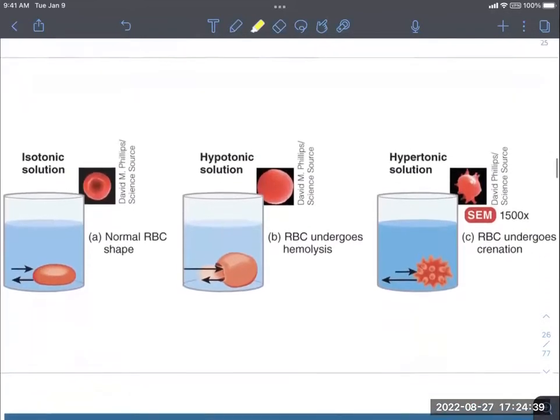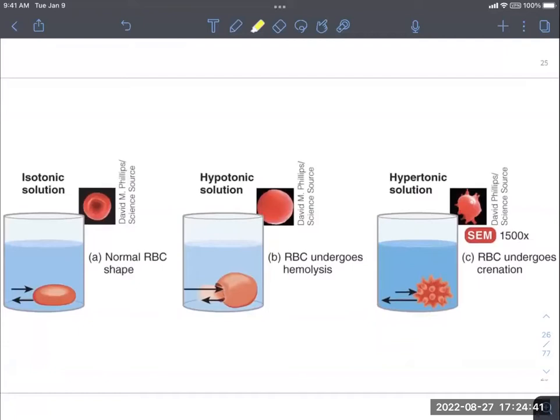So here's an example with red blood cells. Here is a typical red blood cell. In an isotonic solution, water moves in and out of the cell with no problem. The cell maintains its shape and size. Hypotonic is where too much water enters that cell. The cell starts to swell, and in a red blood cell's case, it'll undergo hemolysis, so it will burst.